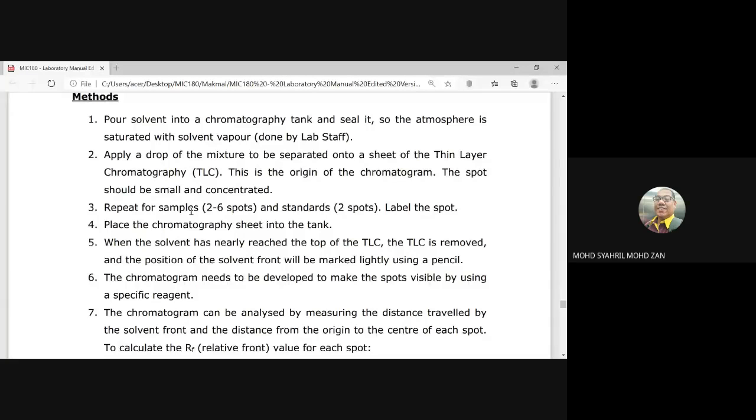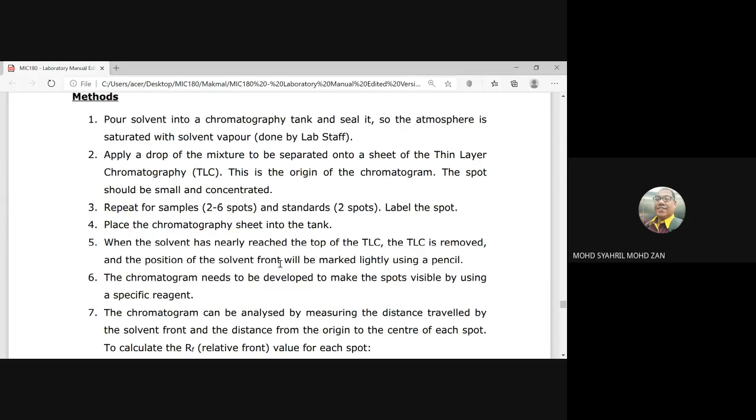Okay. So when the solvent has nearly reached the top of the TLC, then the TLC will be removed. Okay, so bila sampai dia akan naik, awak akan nampak solvent tu akan naik perlahan sampai satu tahap lebih kurang 3/4 dah naik daripada kita punya kertas tu, kita boleh keluarkan TLC kita. Right? The position of the solvent front will be marked. Okay, kenaikan kita punya solvent tu, kita akan tandakan by using a pencil.